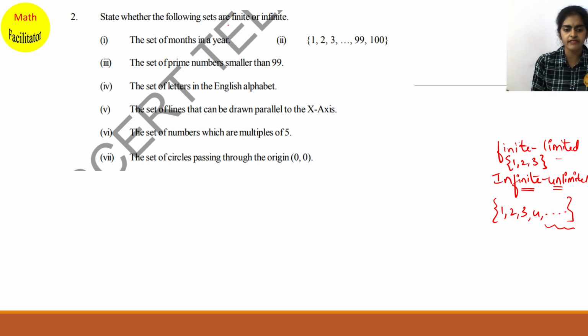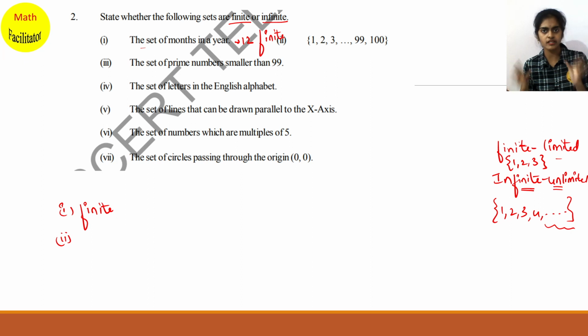Now here we need to find which sets are finite or infinite. Very simple question. The set of months in a year. How many months do you have in a year? You have 12 months, isn't it? So I can say that this is a finite set. I can clearly say there are exactly 12 months. So the first answer is finite, because you can list the number. You know it is 12, right?